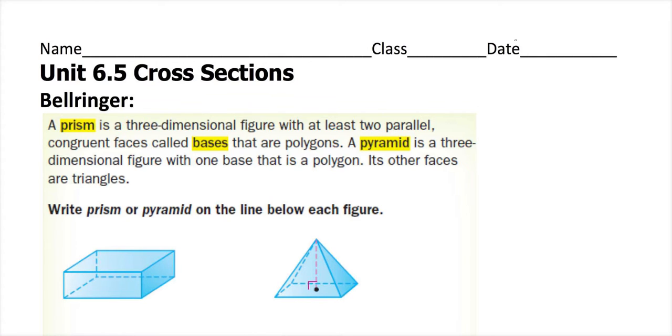So this is unit 6.5, cross sections, and this isn't really in our textbook necessarily. There's one little lab thing on it, where it just kind of talks about it. So there's really nothing to look up in the book on this one. So just make sure you pay good close attention. Okay, let's go ahead and put our name, class hour, and today's date.